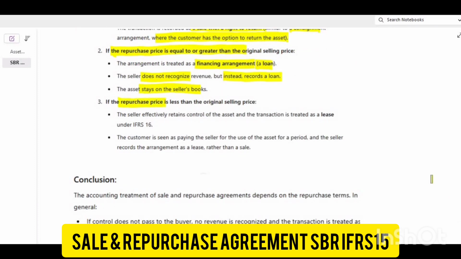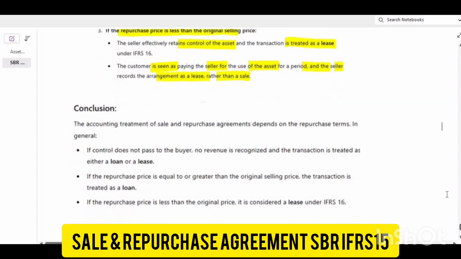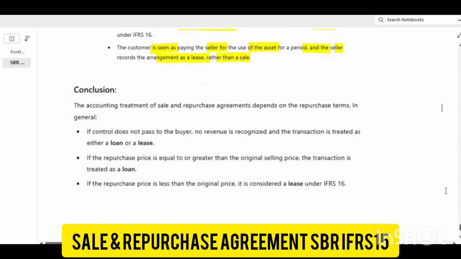Now, if the repurchase price is less than the selling price, that means this is a lease, and the seller effectively retains the control of the asset. The customer is seen as paying the seller for the use of the asset for the period, and the seller regards the arrangement as a lease rather than a sale. Now we have a conclusion here, and then we have one example from the test kit for understanding.